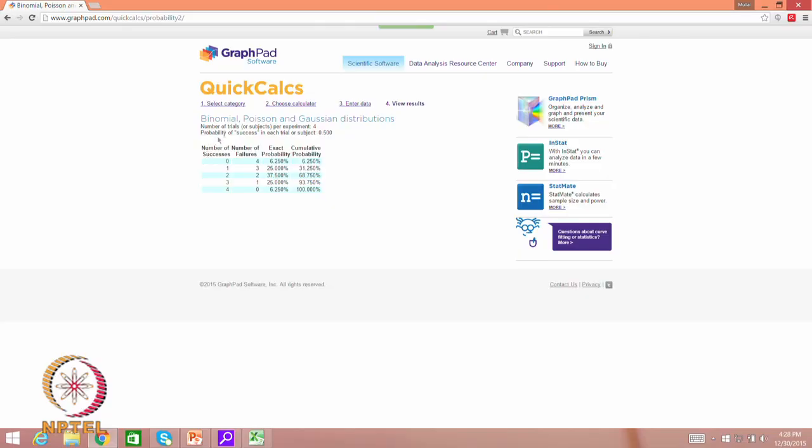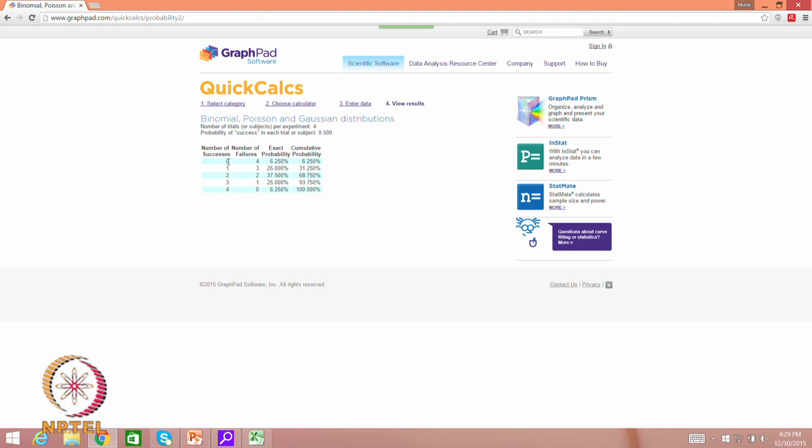There are softwares which may be even freely downloadable, but this is a simple online software where you give the data and it gives you the results. As you can see here, in our problem, we are tossing the coin 4 times and you can get heads or tails with the probability of half.